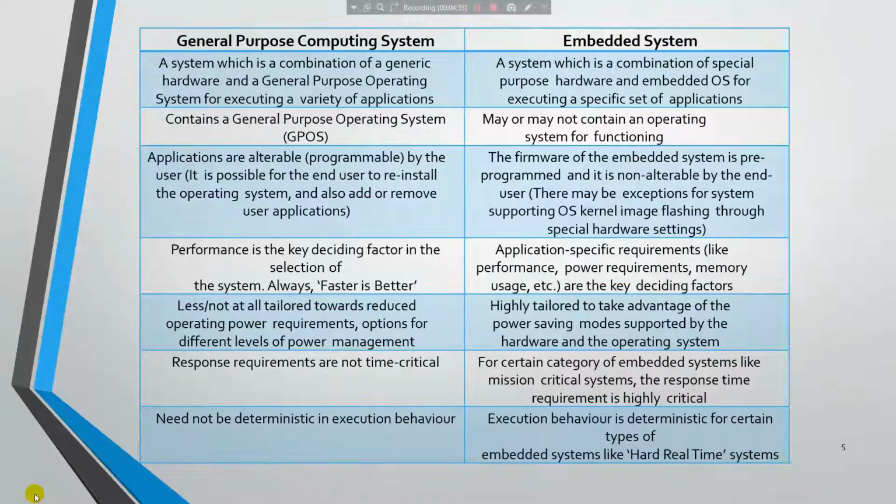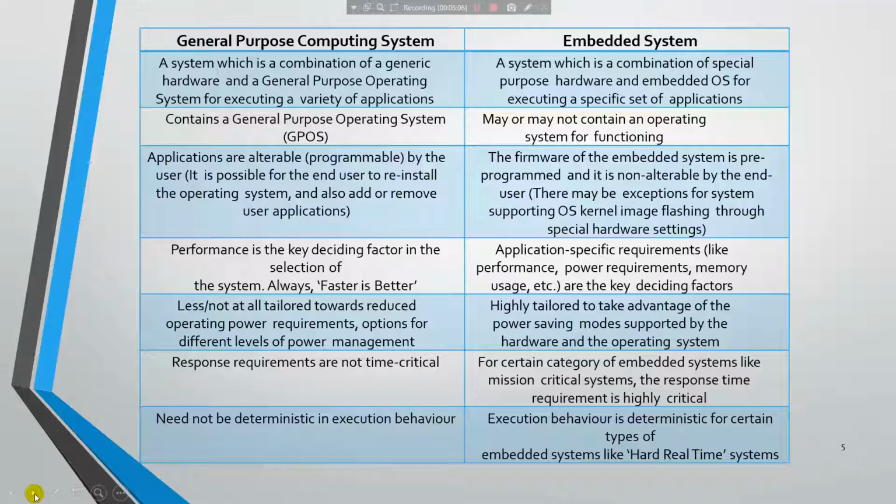So here are a few of the differences between a general purpose computing system and an embedded system. You can see here a general purpose computing system is a combination of generic hardware and a general purpose OS for executing a variety of applications. So if I want to run some software, I can do that. In an embedded system we can have only one specific purpose hardware and its OS.